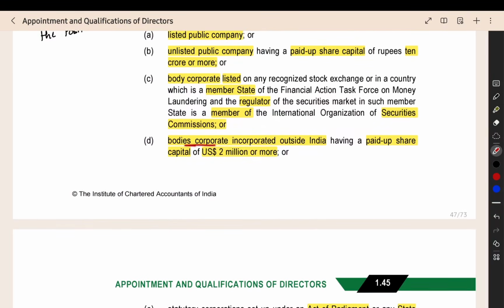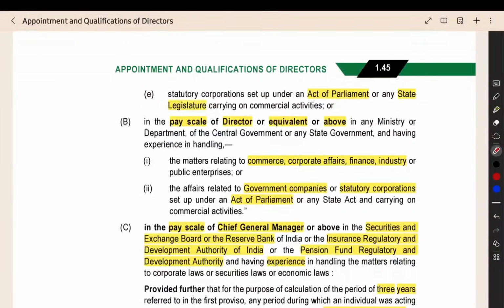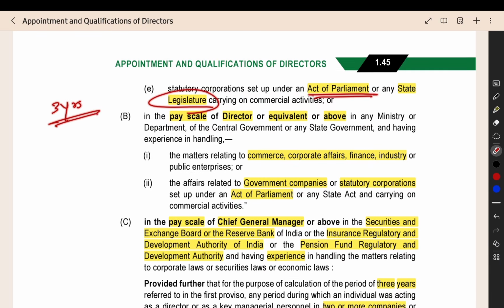Then body corporate incorporated outside India having a paid up share capital of $2 million or more. Then such a big body corporate you have been a director or KMP. Then also you are exempted from the test. You are a director or KMP in a statutory corporation set up under an act of parliament or state legislature for minimum 3 years. Then also no need to write the test.